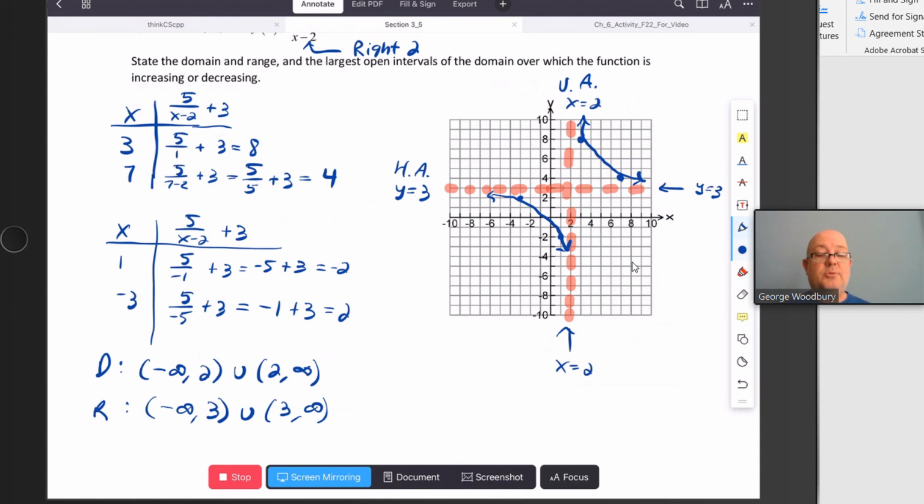Right. I hope that helped you out. In the next video, we're going to take a look at a function related to 1 over x a little bit. It's going to be 1 over x squared.